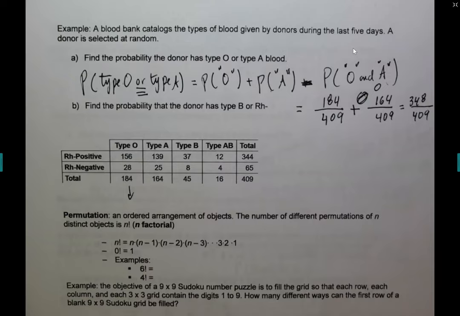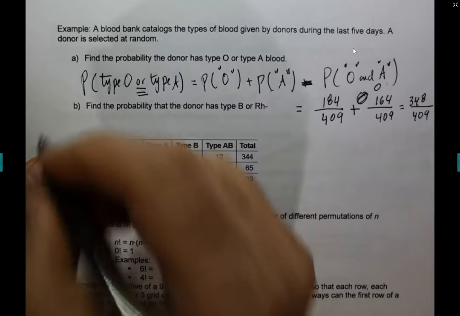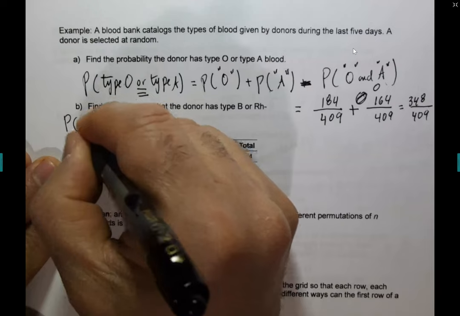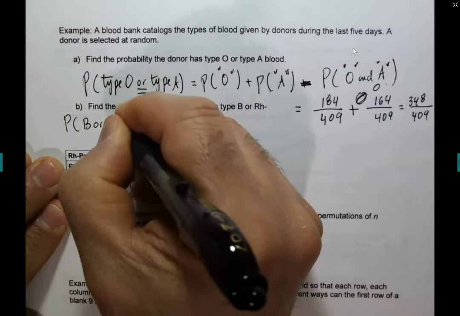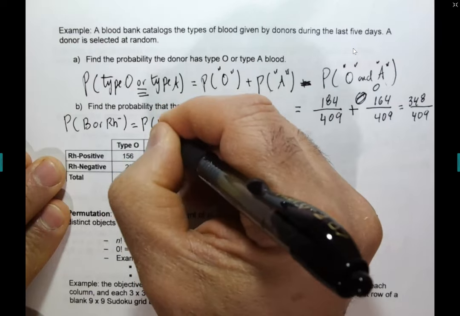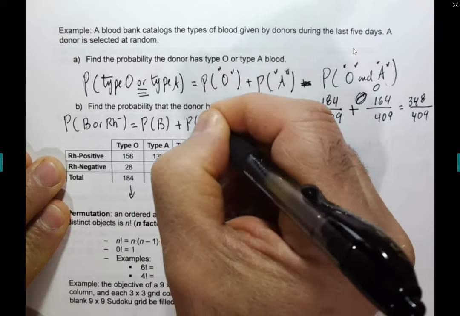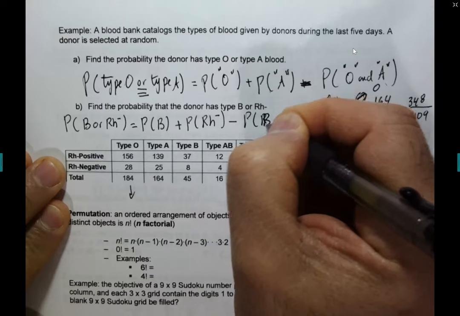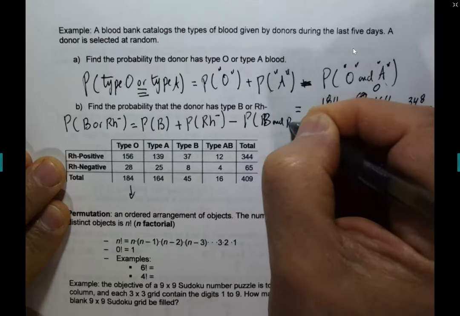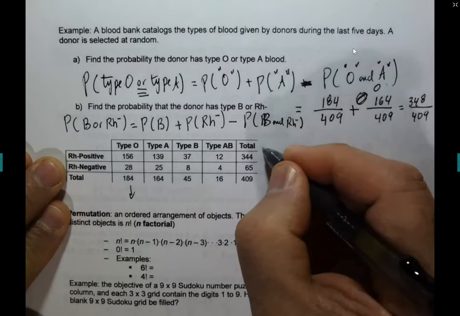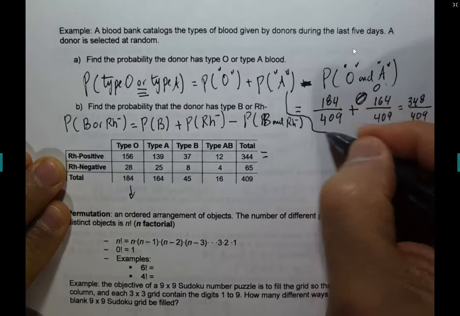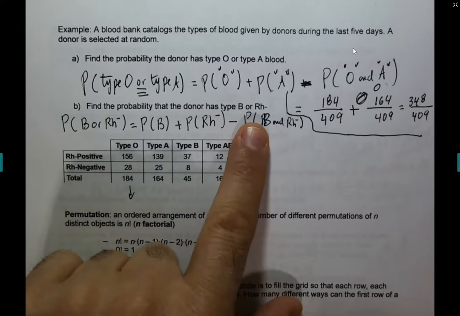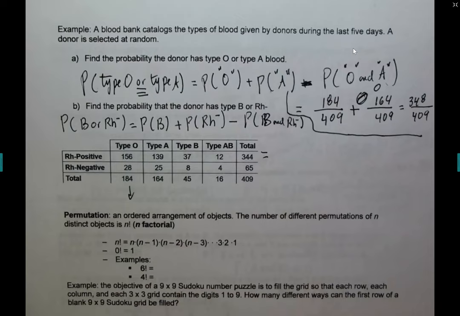B, what's the probability of selecting a donor who has type B or Rh negative? Okay, so here's how we start, guys. Probability of B or Rh negative. By definition, this is probability of the first event plus probability of the second event minus probability of B and Rh negative. And that would be what? You could have someone with type B and negative at the same time. So that can happen. So that's not a zero. And you're going to see it in the table, guys.